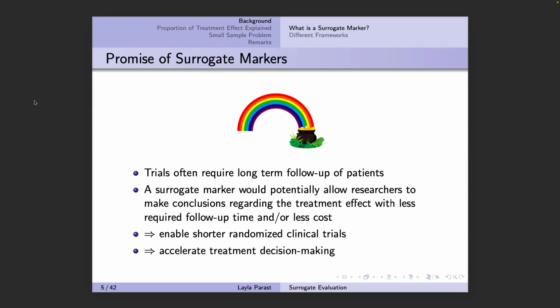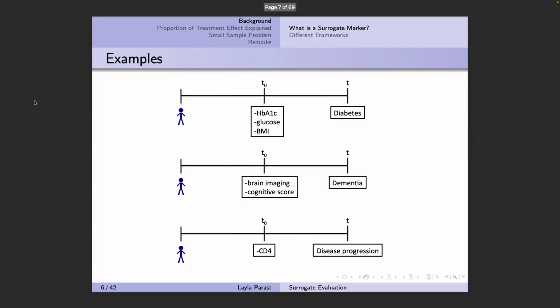So this is the whole point. This is why we're doing all of this in the first place. So here are some examples. These are all examples in that first case where the primary outcome will take a long time to observe, and I'm considering surrogate markers that are measured earlier.